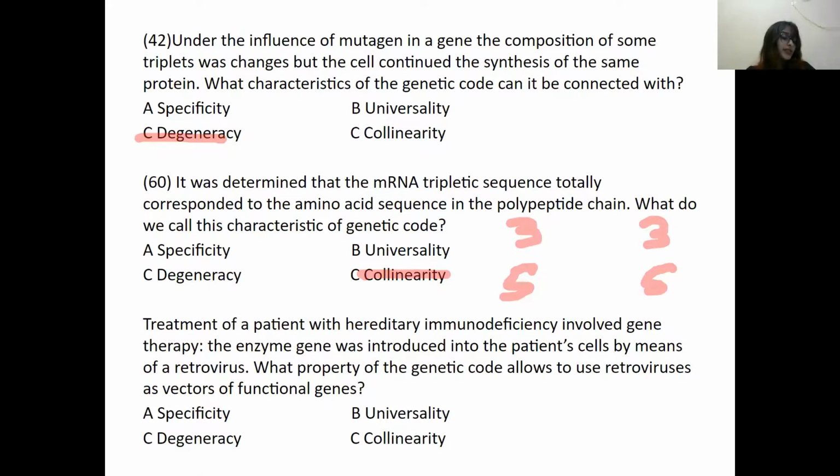Next, treatment of a patient involved gene therapy. The enzyme gene was introduced into the patient's cells by means of a retrovirus. So what property of the genetic code allows the use of retroviruses as a special vector of functional genes? Universality, obviously, because I told you if I have some set of genes, the same set of codons is in other animals, or even in this case we are talking about a virus, they also have the same set of codons. So this is universality, or the genetic code is universal, the same in all.